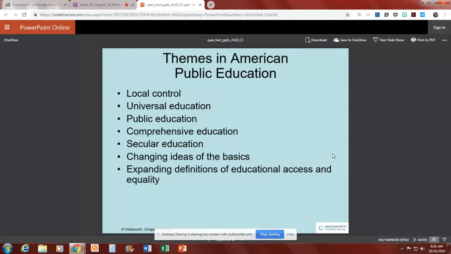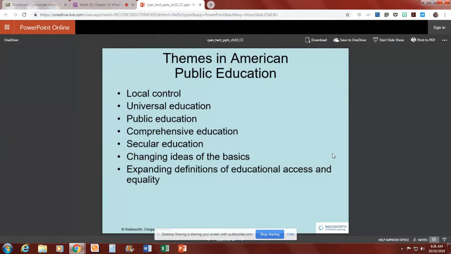Fourthly, we have comprehensive education. Okay, so this goes into what are we requiring students to take? Are we requiring all of them to take some type of vocational training, or are we requiring all of them to have college prep training? Do we all follow the same curriculum? At what point do we stop following the same curriculum?